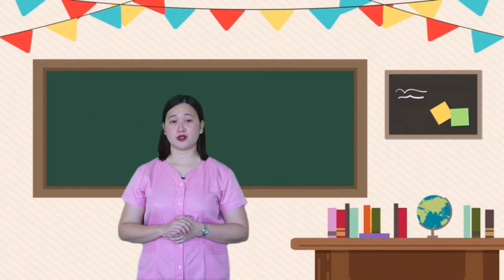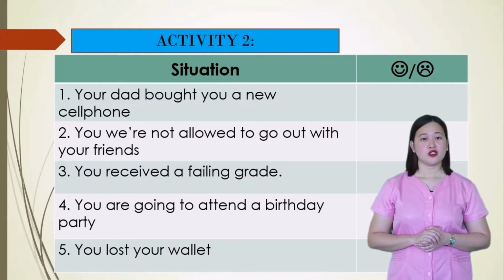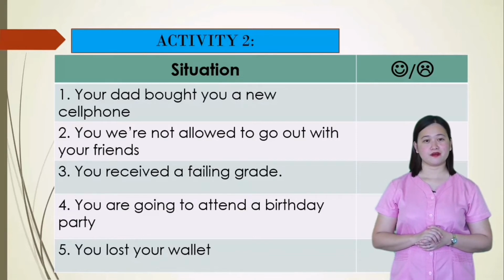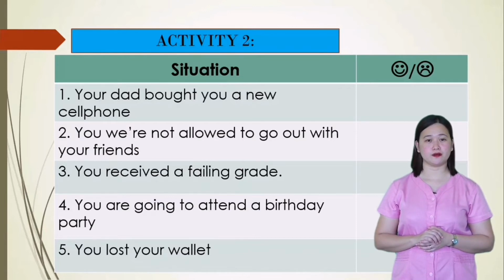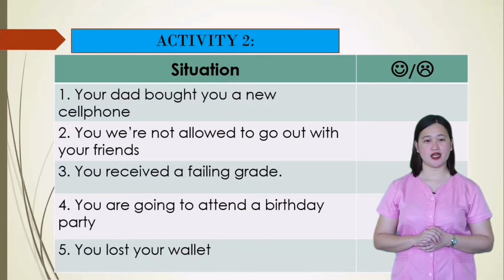Here are the following situations. Number 1. Your dad bought you a new cell phone. Number 2. You were not allowed to go out with your friends. Number 3. You received a failing grade. Number 4. You are going to attend a birthday party. And number 5. You lost your wallet.